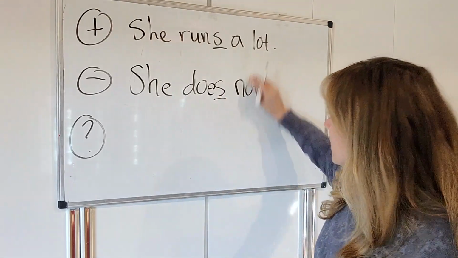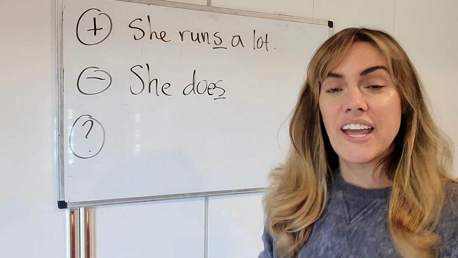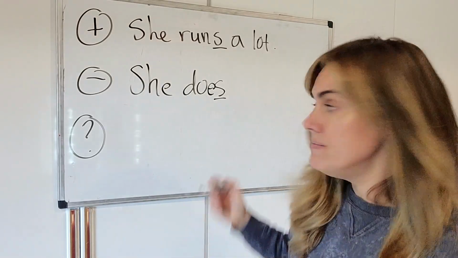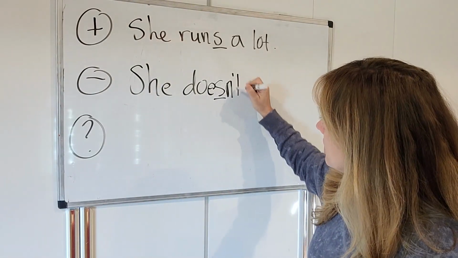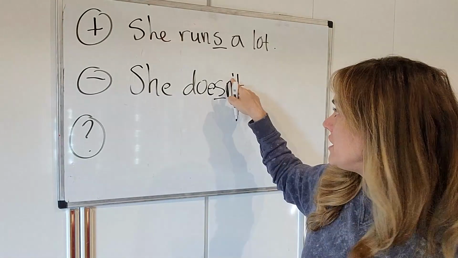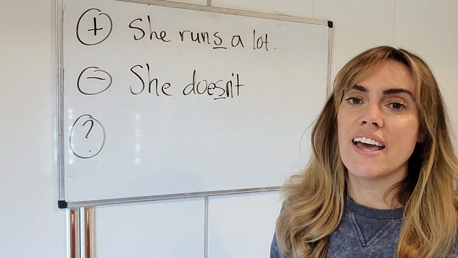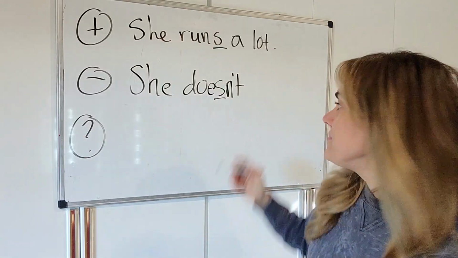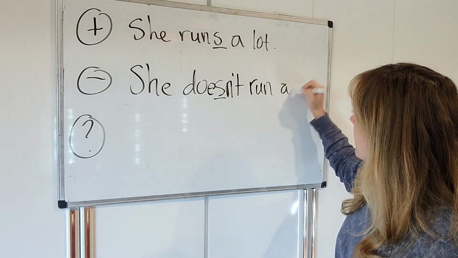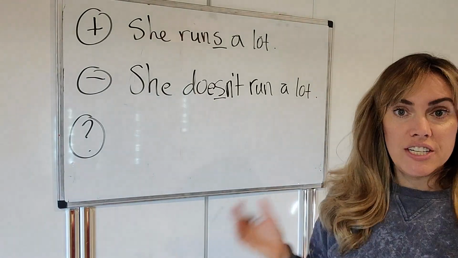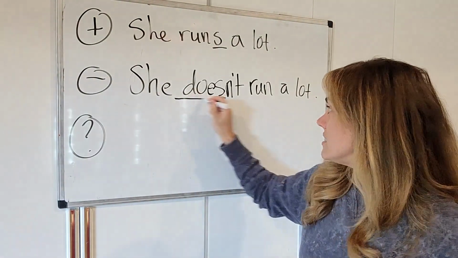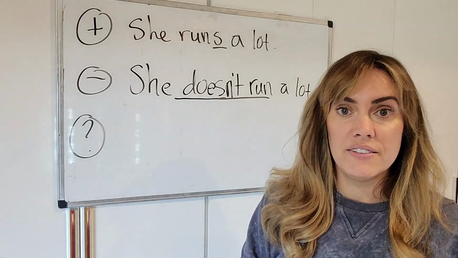You could even push them together. It's called a contraction. And put an apostrophe where the missing letter went. So you're pushing two words together. Doesn't run a lot. She doesn't run a lot. Now we have a negative statement.